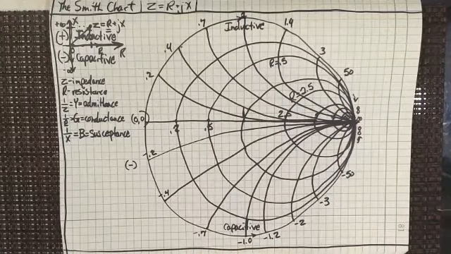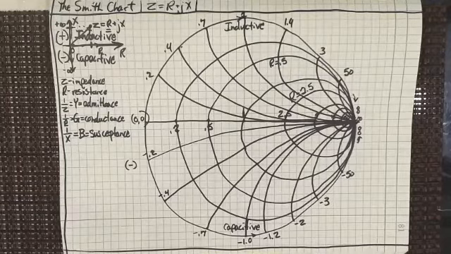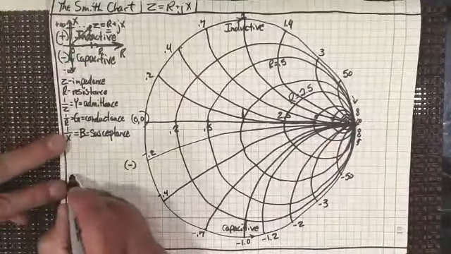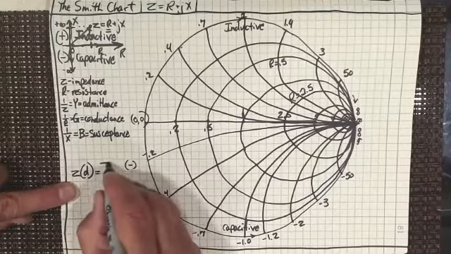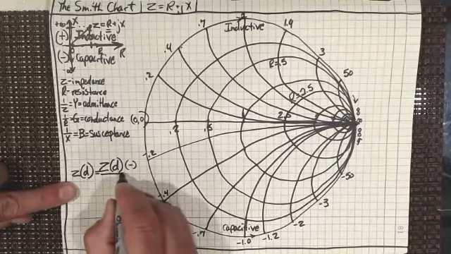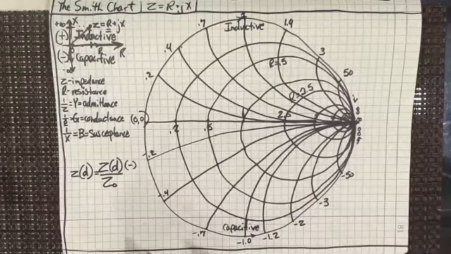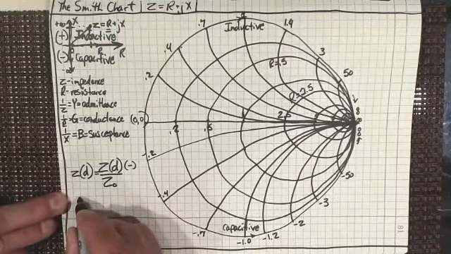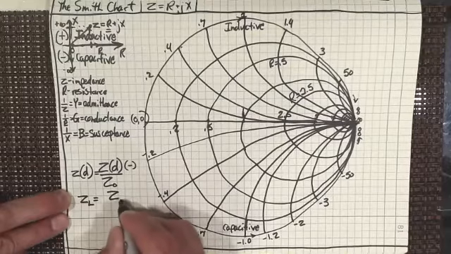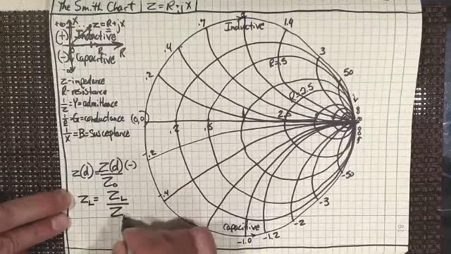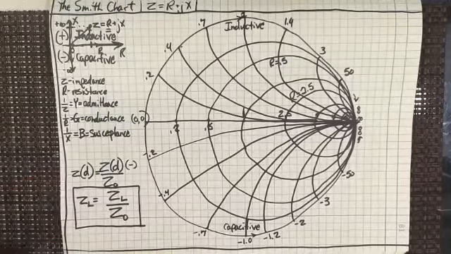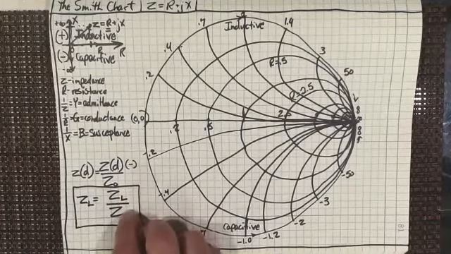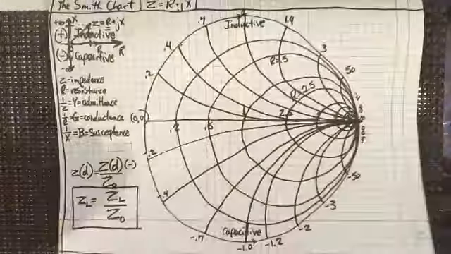But what does it do for us? What does this do for us? It tells us a couple things. First of all, remember in the beginning, I said that we're always working with a normalized impedance, right? Small z of d, which is capital Z of d divided by Z sub 0. So with the Smith chart, when we're looking at the load, we're going to be looking at the small z sub L, which is the large Z sub L divided by the characteristic impedance of the line, right?